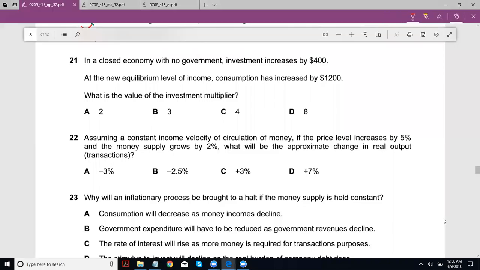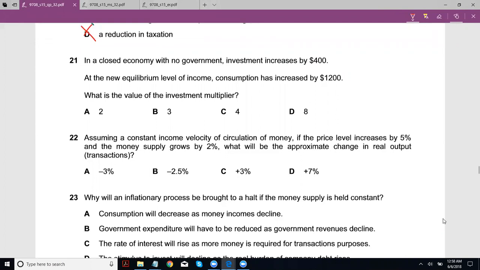All right. So question 21. In a closed economy with no government, investment increases by 400. At the new equilibrium level of income, consumption has increased by 1200. What is the value of the investment multiplier?